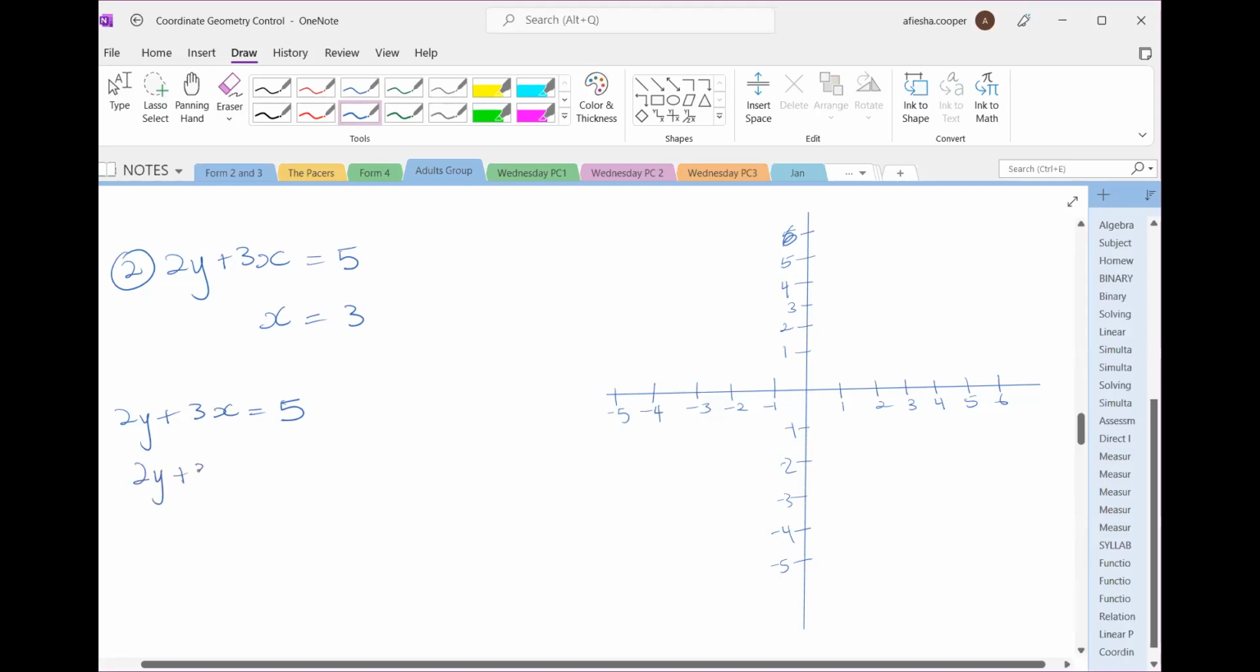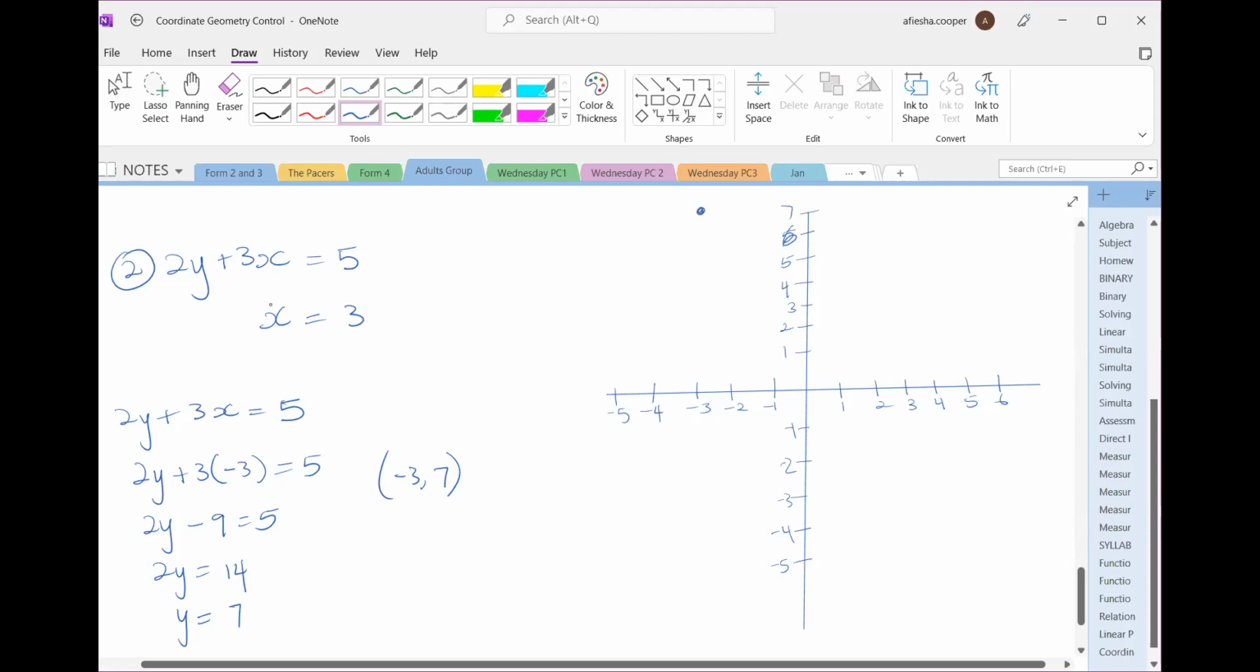So 2y plus 3 times, what did you say? -3. -3 equals 5. We end up with 2y minus 9 is equal to 5, and 2y is equal to 9 plus 5, which is 14. And y is equal to 14 divided by 2, which is 7. So our coordinate is -3, 7, which is here.